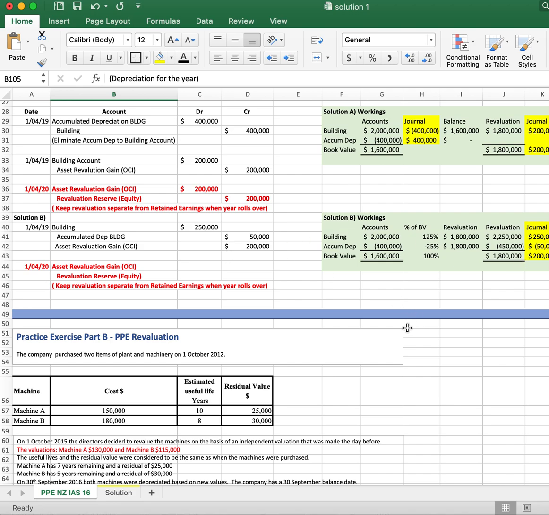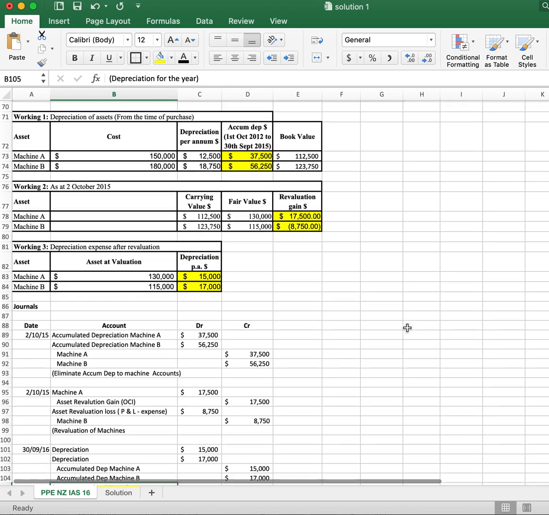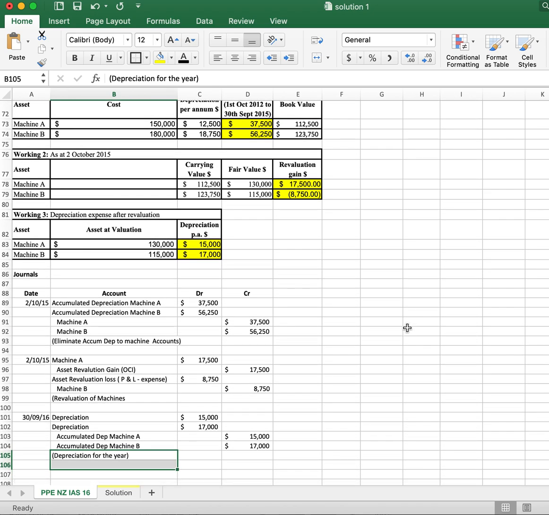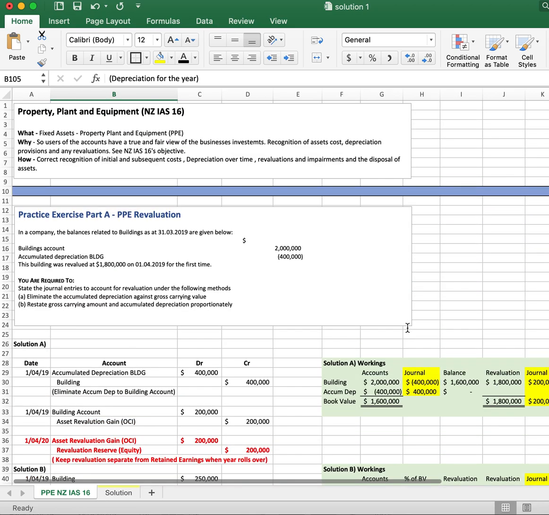So that's pretty much what you need to get up to speed with for property, plant and equipment, bar some questions in the multi-choice and all that sort of stuff around property, plant and equipment. But I'll do another tutorial on the type of questions you'll get in the multi-choice. So I'll leave it at that.